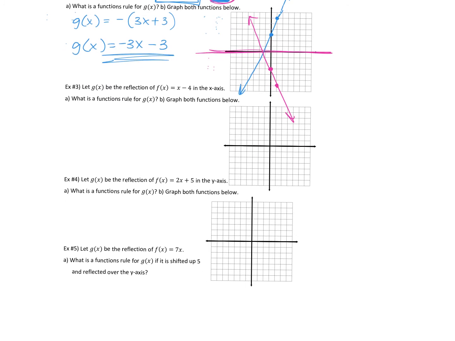Okay. So look at example 3 there. It says, let g of x be the reflection of f of x equals x minus 4 in the x-axis. What are we changing? Everything, right. So that means the rule for g of x, okay, this is part A, the rule for g of x is going to be what? What's the new equation if we're changing the whole function?